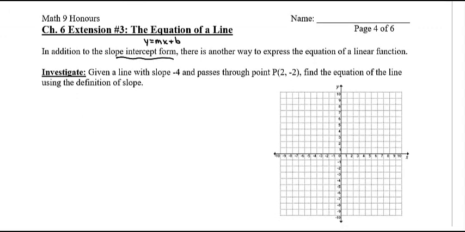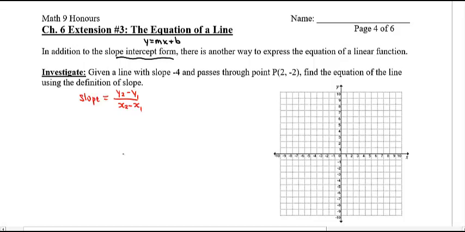Given a line of slope -4, passes through the point 2, comma -2, find the equation of the line using the definition of the slope. Do you remember the slope definition? Sing the song. Slope equals y sub 2 minus y sub 1 all over x sub 2 minus x sub 1.